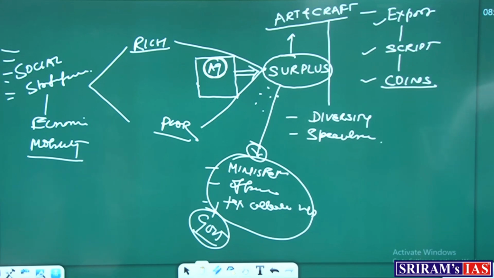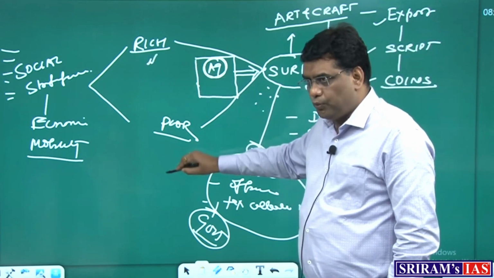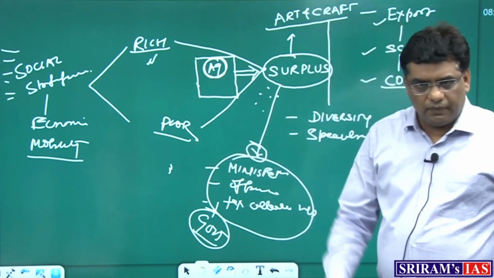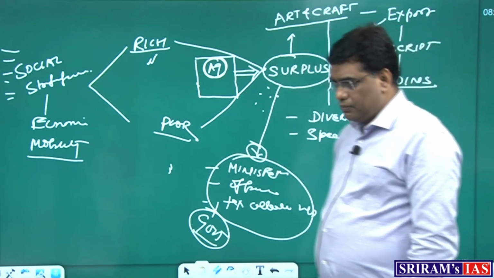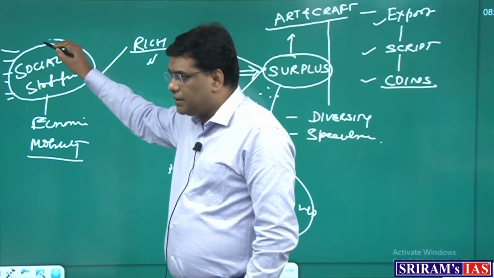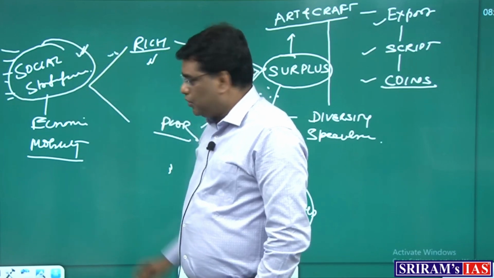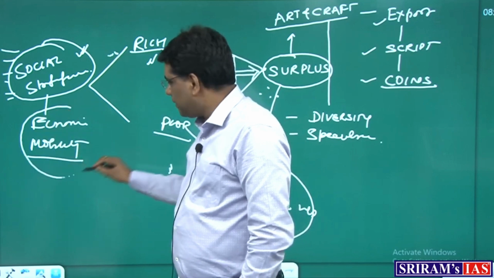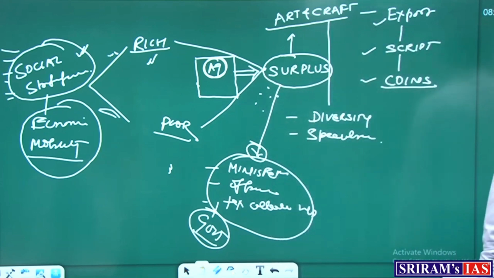So there is a surplus. What changes does surplus bring? First, the surplus is not uniform, so there is rich and poor. Okay, there are different layers, so rich and poor, known as social stratification. There are different strata, so social stratification, which resulted in economic mobility.